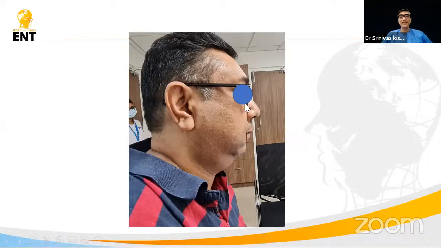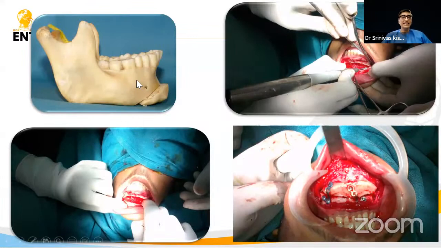This is the typical phenotype of these particular patients. You draw a line from the nasion, and if it goes down, this is the typical phenotype of our patients in whom you need to do a box surgery. See, this is the slide genioplasty.